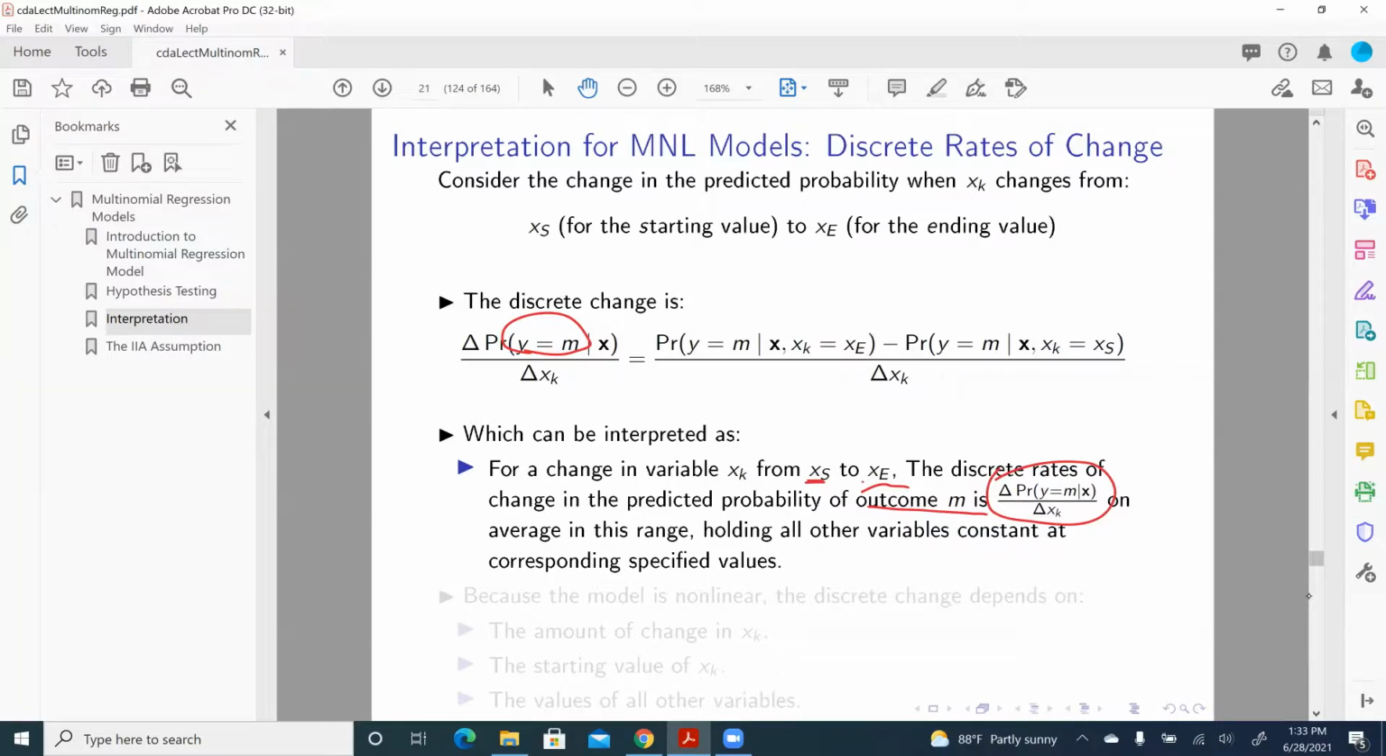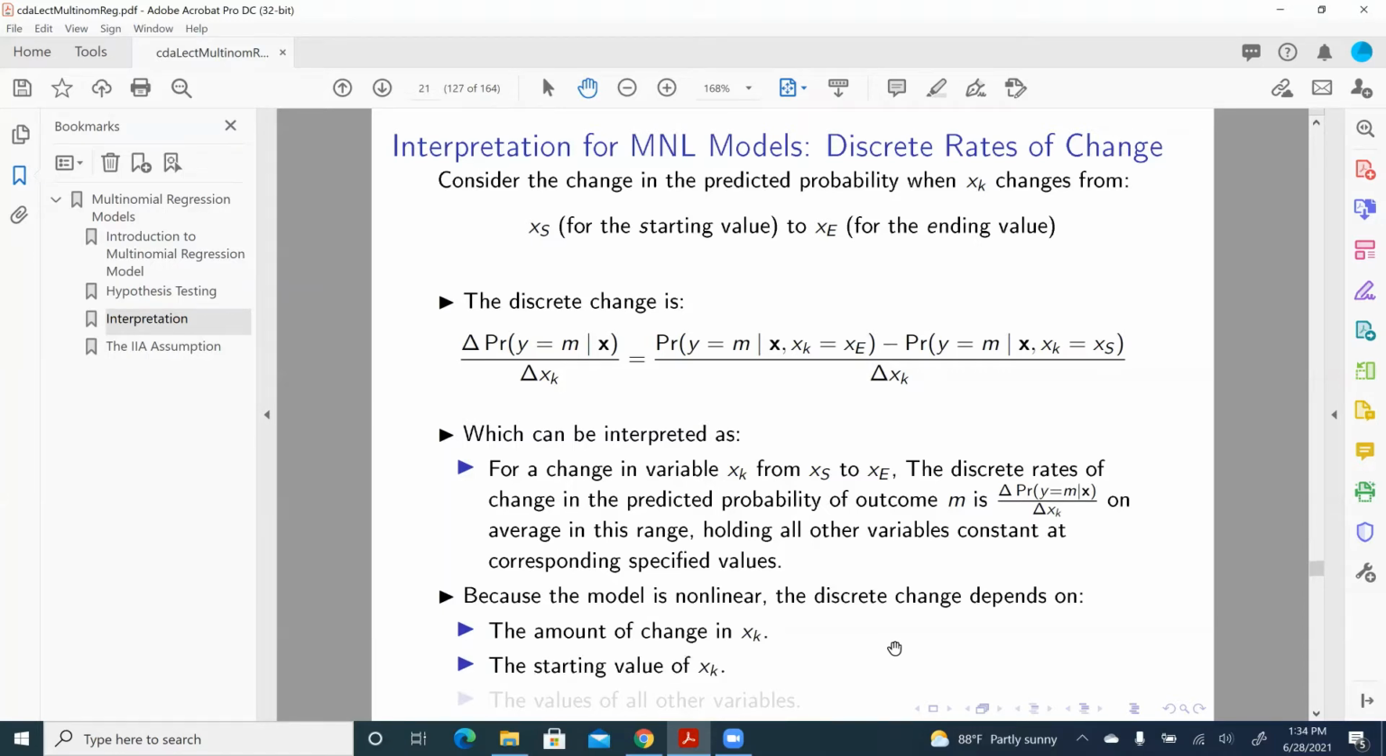Again, this is different from odds ratio coefficients. We have to say this for probabilities, okay? Or when we talk about marginal effects, we have to talk about corresponding specified values. Once the specified values of covariates change, then partial change, marginal effects, and discrete change are going to change. Because the model is nonlinear, the discrete change depends on the amount of change in xk, the starting value of xk, and of course the ending value of xk, and the values of all other variables.